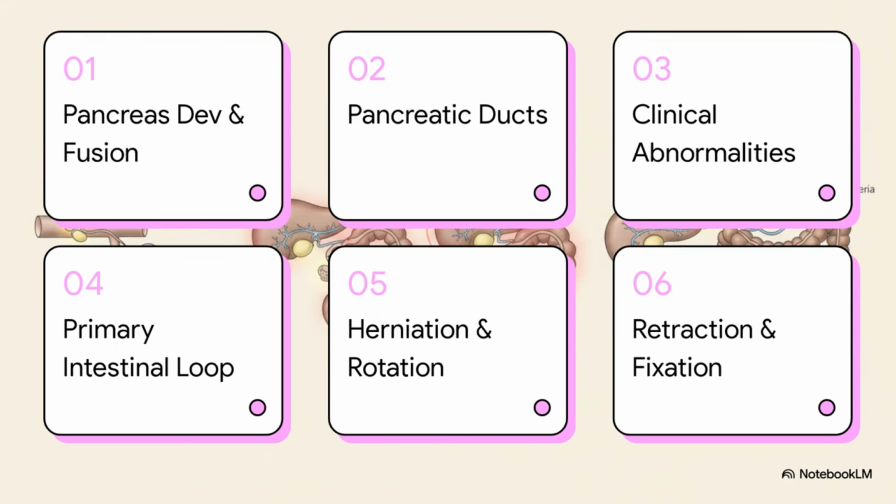All right, here's our roadmap for today. We'll be using a system-based progression. We're starting with the localized development and fusion of the pancreas, mapping out its ductal systems and looking at the clinical abnormalities. Then, we'll expand our scope distally to the midgut, tracking its massive elongation, its dramatic physiological herniation, its rotation, and finally, its retraction back into the abdominal cavity.